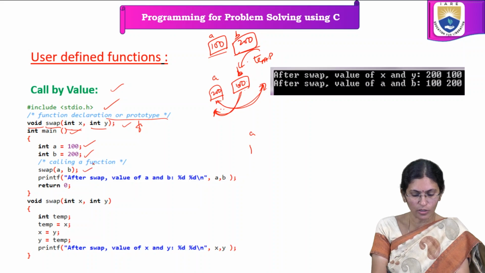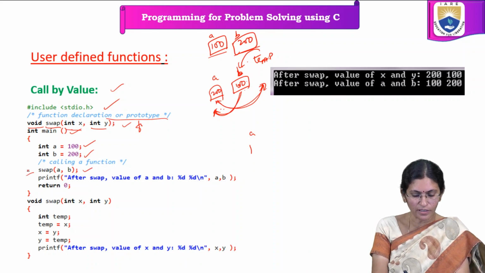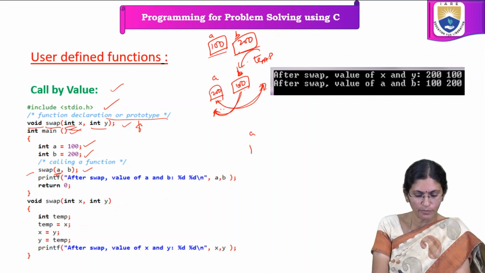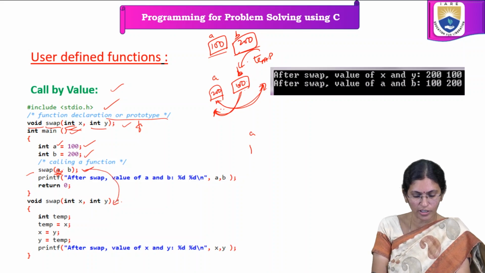So this is a function call. In the function call, there is no need to specify the return type, and no need to specify the data type of the parameters either. Just specify the name of the parameter. So here we are passing the parameters A and B. After this, the control is transferred to the function definition.